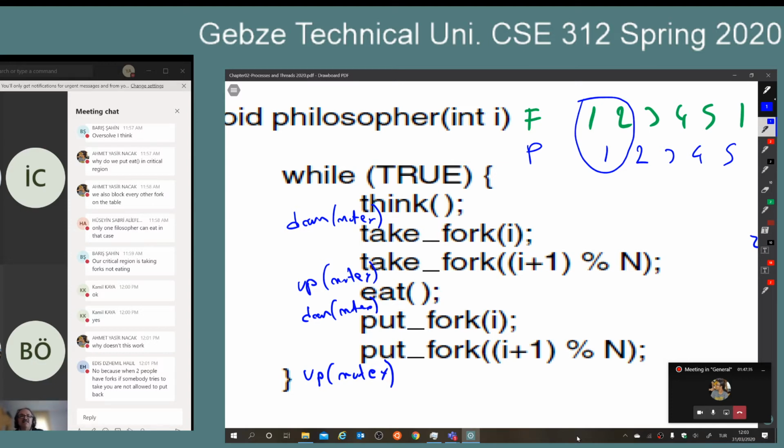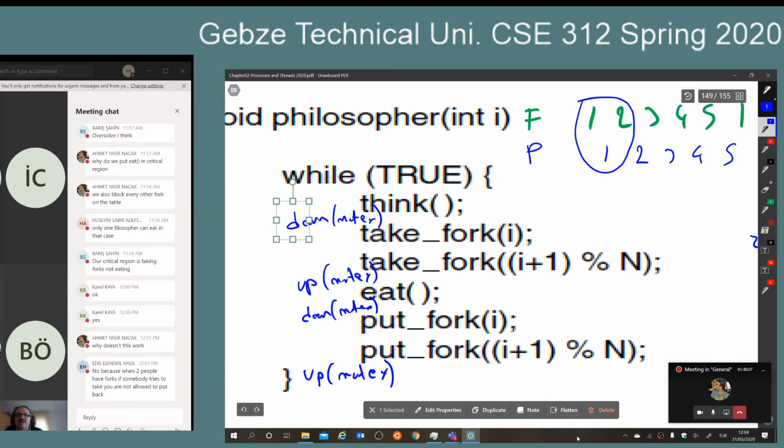There is no communication between this part and this part. I can take these forks while I am eating. If somebody is trying to get one of my forks, they will be blocked in there, and that's not going to be good, and I am not allowed to put it back. So I should check if the forks are available. If they are available, then maybe I should go in there. But to check if the forks are available, I need another mutex.